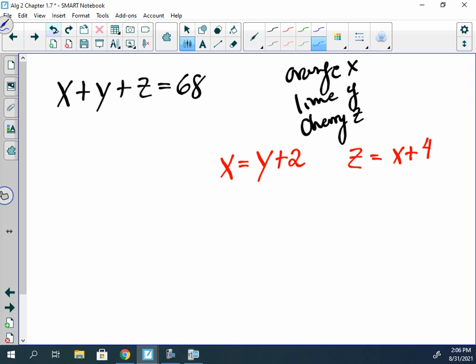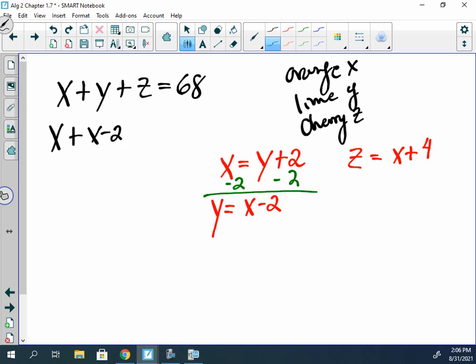But really the first thing I would have to do is get this equation in terms of x by subtracting 2 from both sides and say y is equal to x minus 2. So I could plug that in to the original equation, say x plus x minus 2 plus z equals 68. So I've taken it from 3 variables to 2.